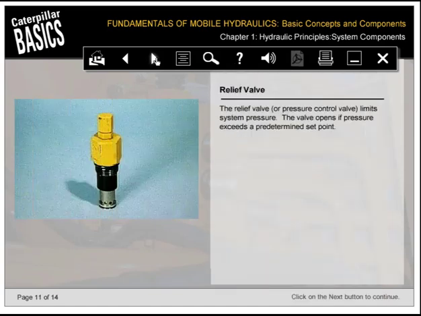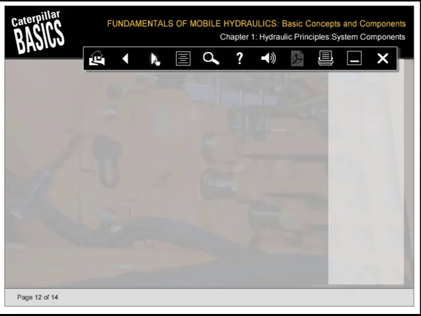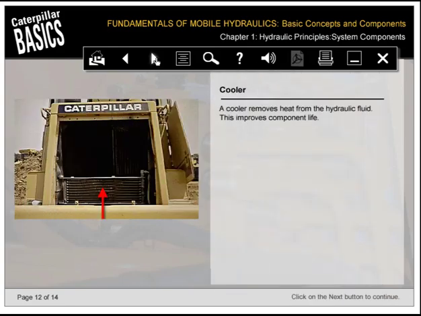The relief valve, or pressure control valve, limits system pressure. The valve opens if pressure exceeds a predetermined set point. A cooler removes heat from the hydraulic fluid. This improves component life.